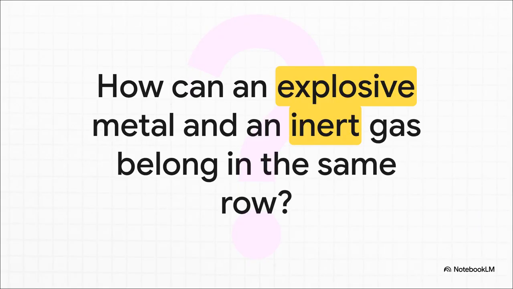And right at the heart of this story, there's a real puzzle. How can sodium, a metal that's so reactive it literally explodes in water, and argon, a gas so unreactive it's called inert, how can they possibly belong in the same row? It seems totally impossible. But trust me, by the end of this, you'll see exactly how they connect.